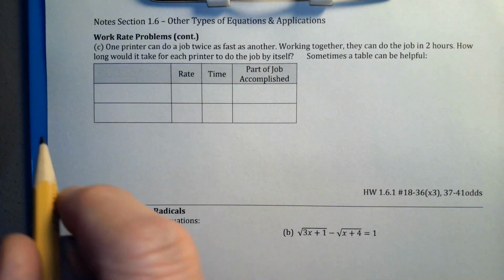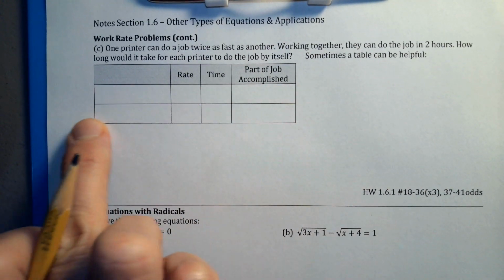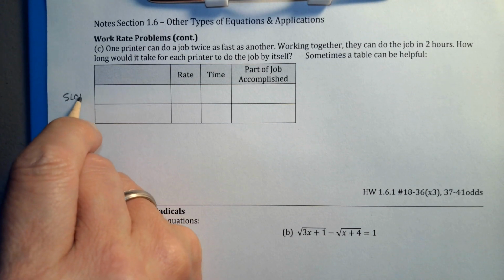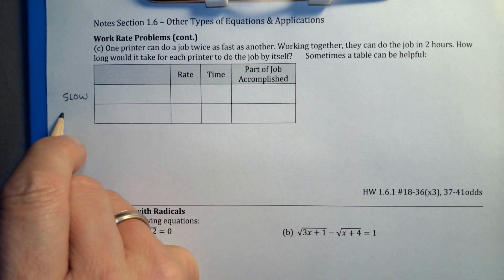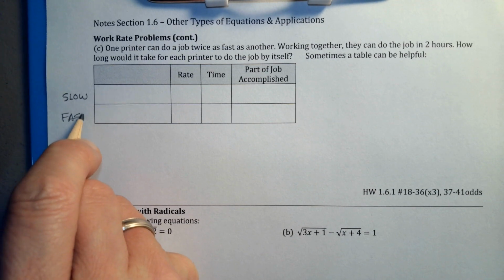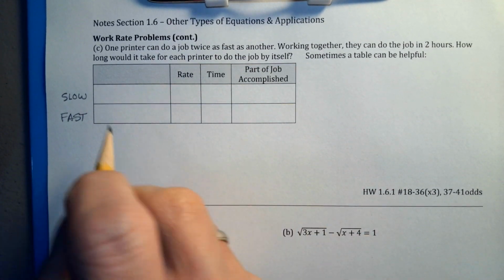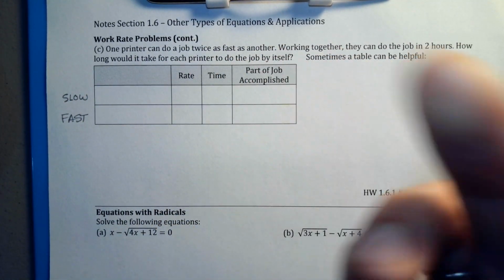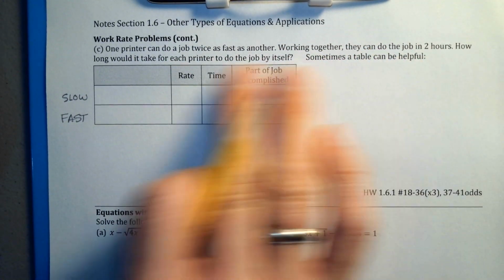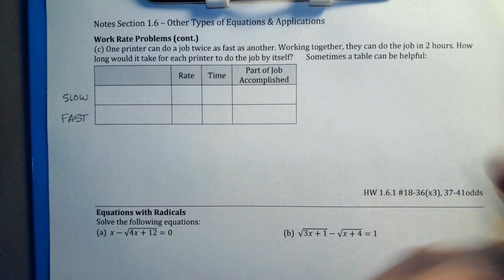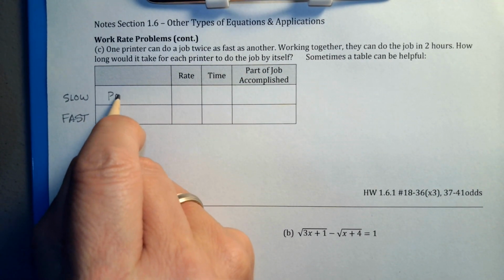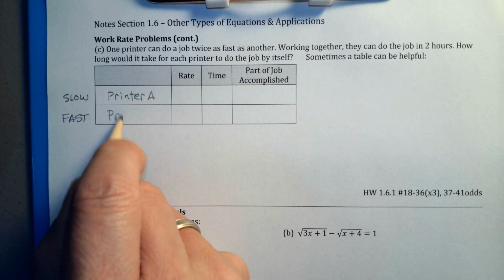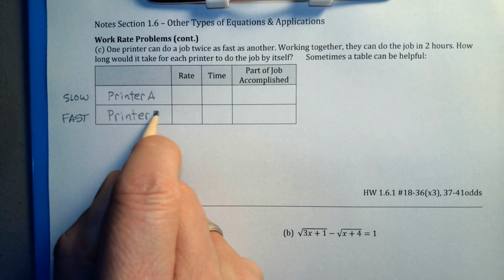All right, so I'm going to use each row for a different printer. So I'm going to just label this one the slow printer and this one the fast printer. Okay, and so the slow printer, that's printer A, right? It doesn't really label them, so let's just call this printer A to differentiate between the two, and we'll call this one printer B.